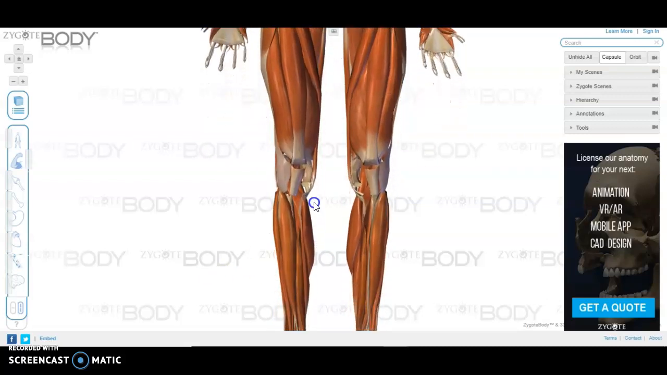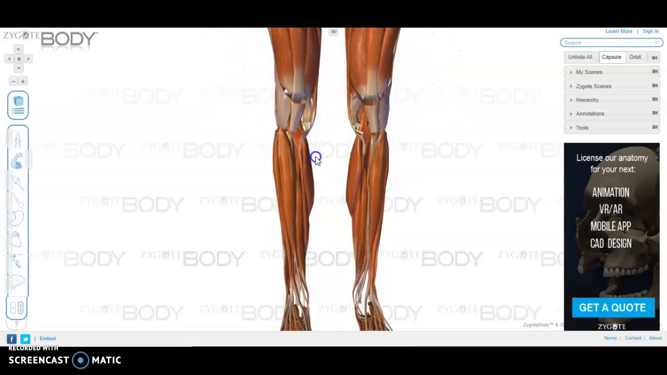I'm going to turn this back around, and the next muscle I've selected is the tibialis anterior. And the tibialis anterior serves to dorsiflex the foot or lift the foot upward. It inverts the foot.